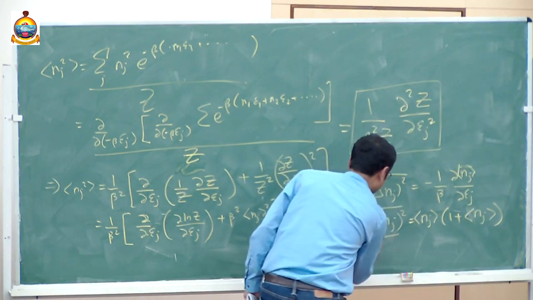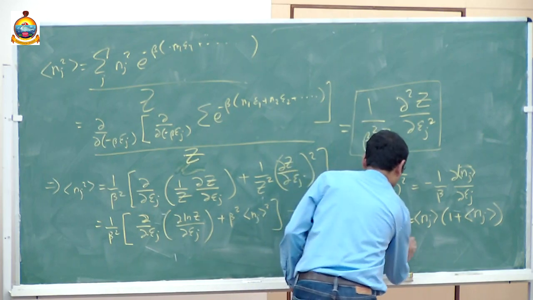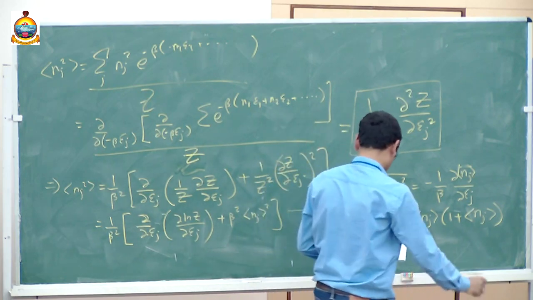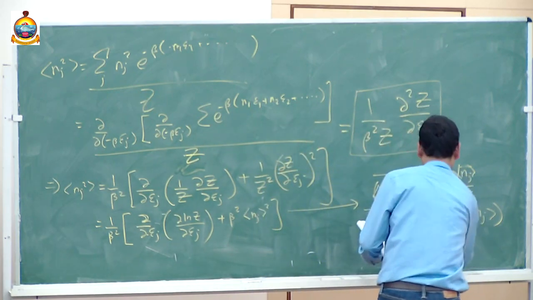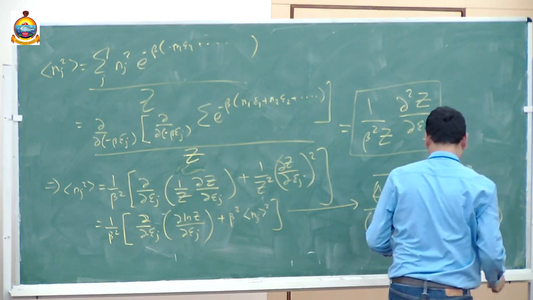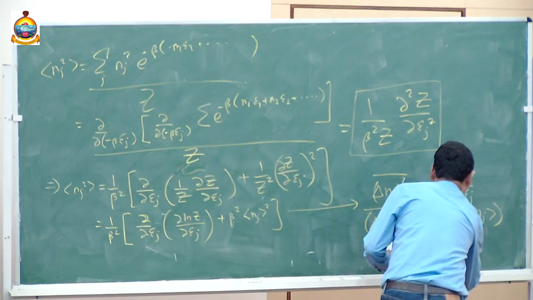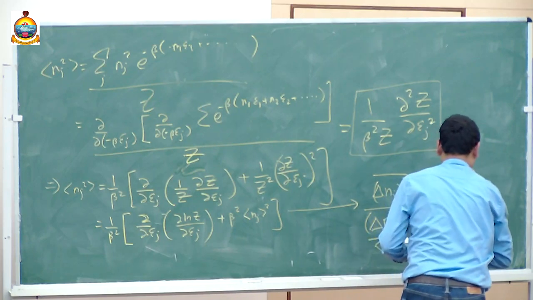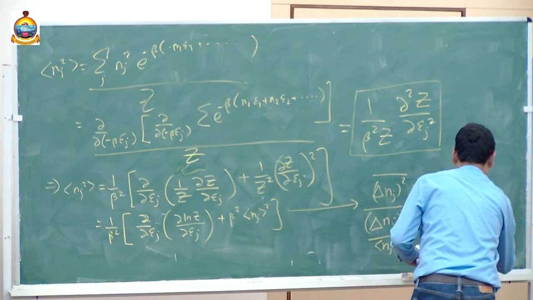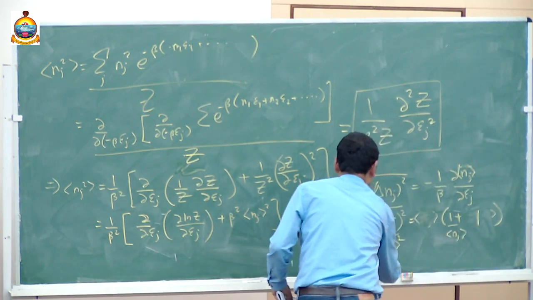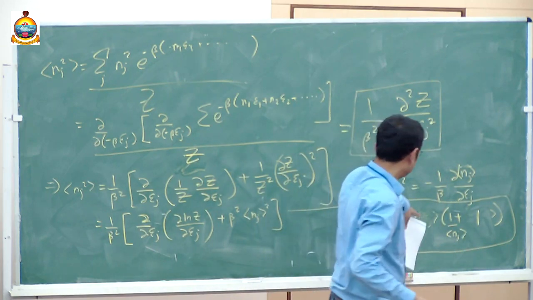You have to divide this by nj whole square, right? So that it's dimensionally correct, right? So then I do that. So 1 nj of course cancels from here, and then it's 1 by nj plus 1. Now this is the final answer, right?